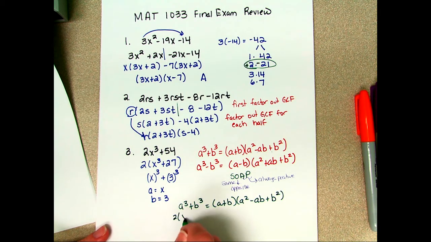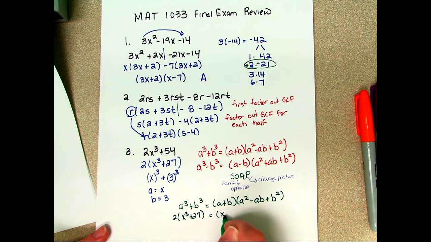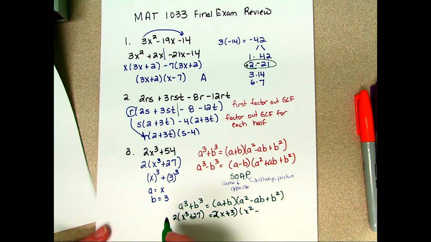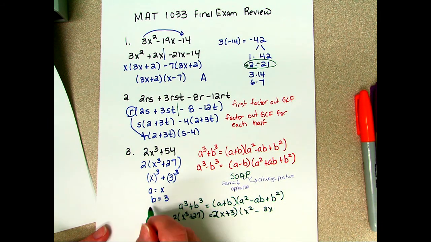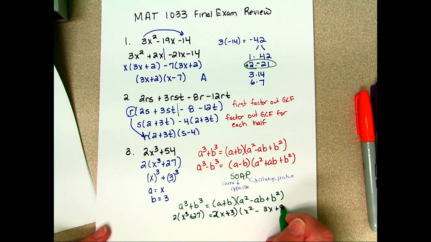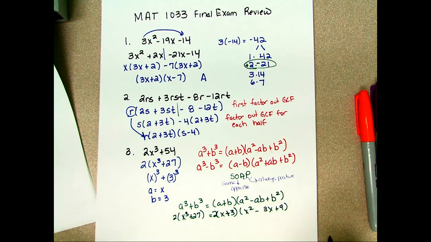So if we have 2 times x cubed plus 27, it's going to be 2 times x plus 3, x squared minus ab, a times b, which is 3x, and b squared, 3 squared, which is plus 9. Our answer for number 3 is D.